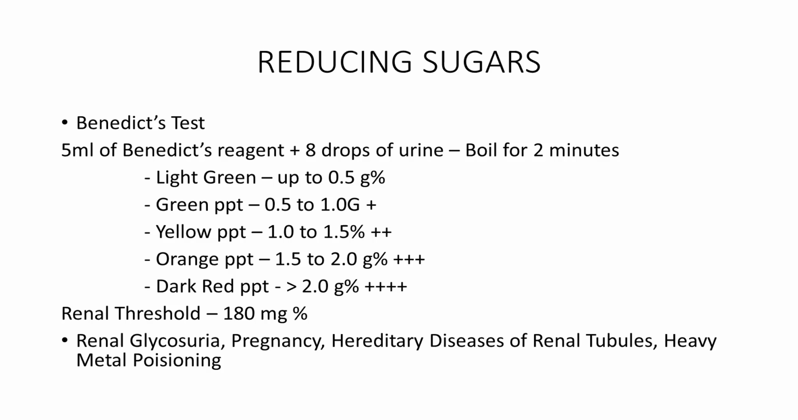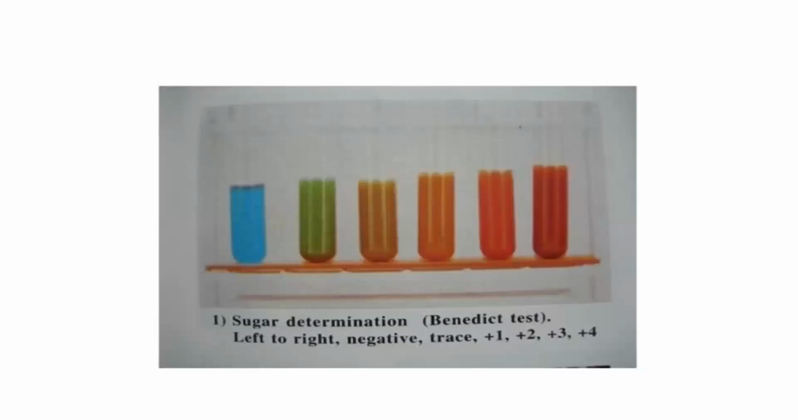And then there is a term, renal glycosuria. The patient is not suffering from diabetes, but because of certain physiological and pathophysiological changes, there is sugar in the urine, like in pregnancy, hereditary diseases of the tubules like Fanconi syndrome or proximal renal tubular acidosis, or heavy metal poisoning. These are the different colors of urine performed on the Benedict test. Color changes from light blue to green to orange to red precipitate.